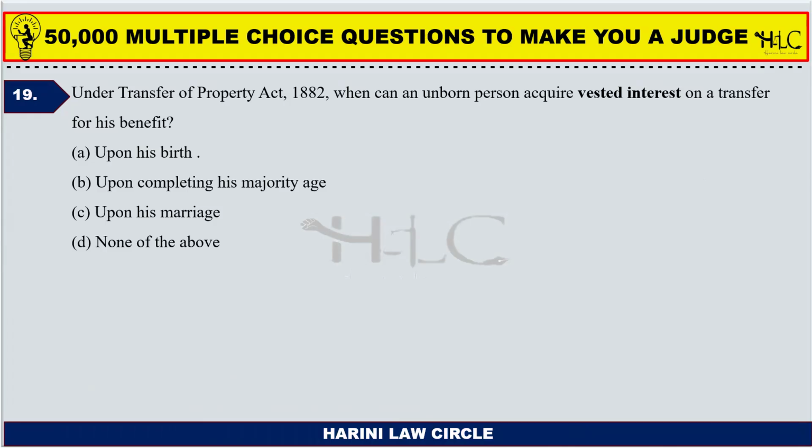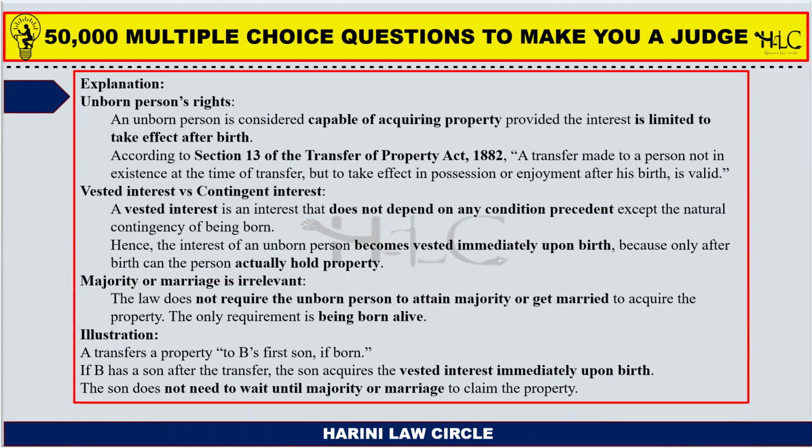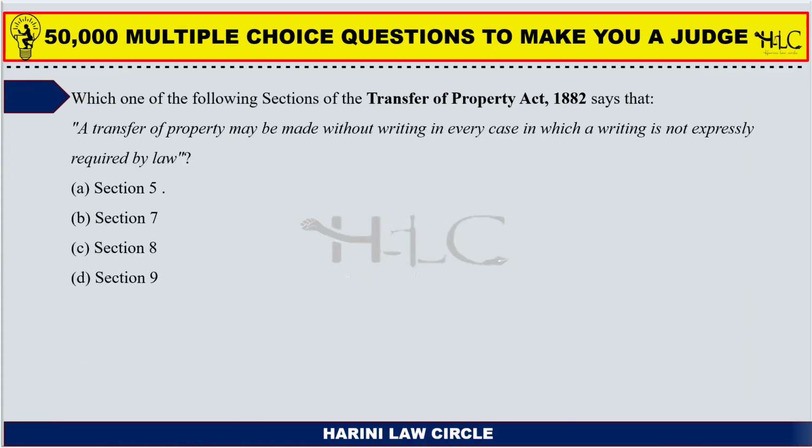Moving ahead, 19th question. Under the Transfer of Property Act 1882, when can an unborn person acquire vested interest on a transfer for his benefit? An unborn can get a vested interest upon his birth. Only on his birth he can get a vested interest. An unborn is considered capable of acquiring property, provided the interest is limited to take effect after the birth. This is mentioned under section 13 of the Transfer of Property Act.